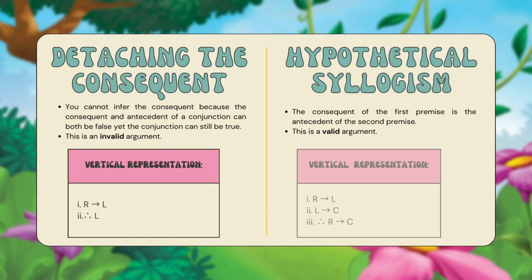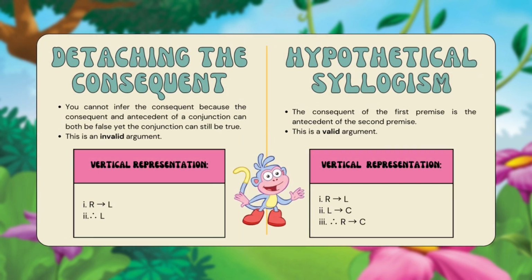Moreover, the fifth argument form is detaching the consequent. It is depicted as, the first premise is if R then L, the conclusion is therefore L. We cannot infer the consequent because the consequent and antecedent of a conditional can both be false, yet a conditional can still be true. The sixth argument form is called hypothetical syllogism. This is when the consequent of the first premise is the antecedent of the second premise. The argument structure is depicted as, the first premise is if R then L, the second premise is if L then C, then the conclusion is, therefore, if R then C.